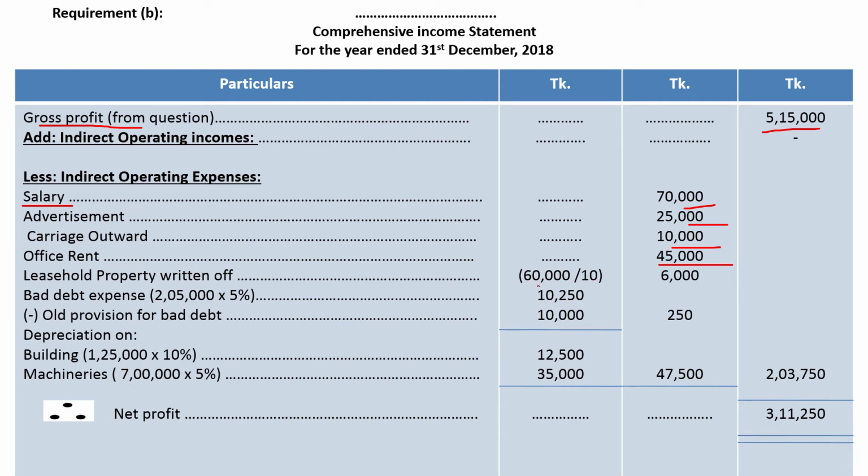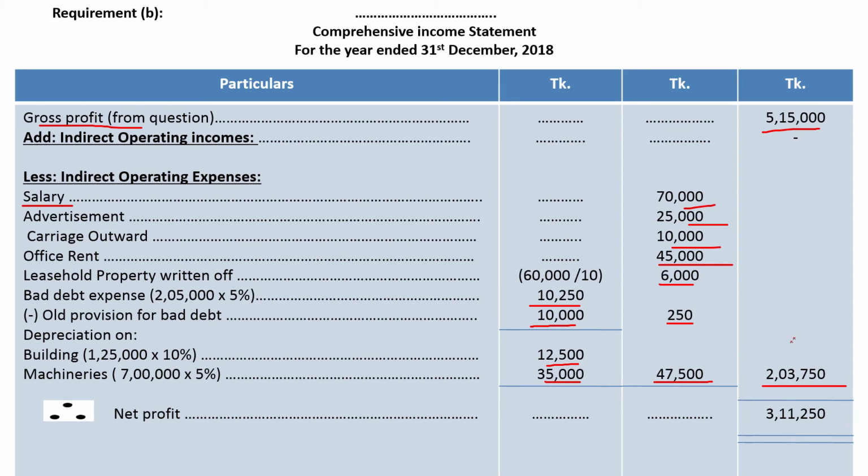property return of 6,000 taka, bad debt expenses 10,250 taka minus old provision for bad debt 10,000 taka, that is 250 taka. Now depreciation on building 12,500 taka and on machineries 35,000 taka. Total depreciation 47,500 taka. Okay, dear students. Now total indirect operating expenses 2,03,750 taka.